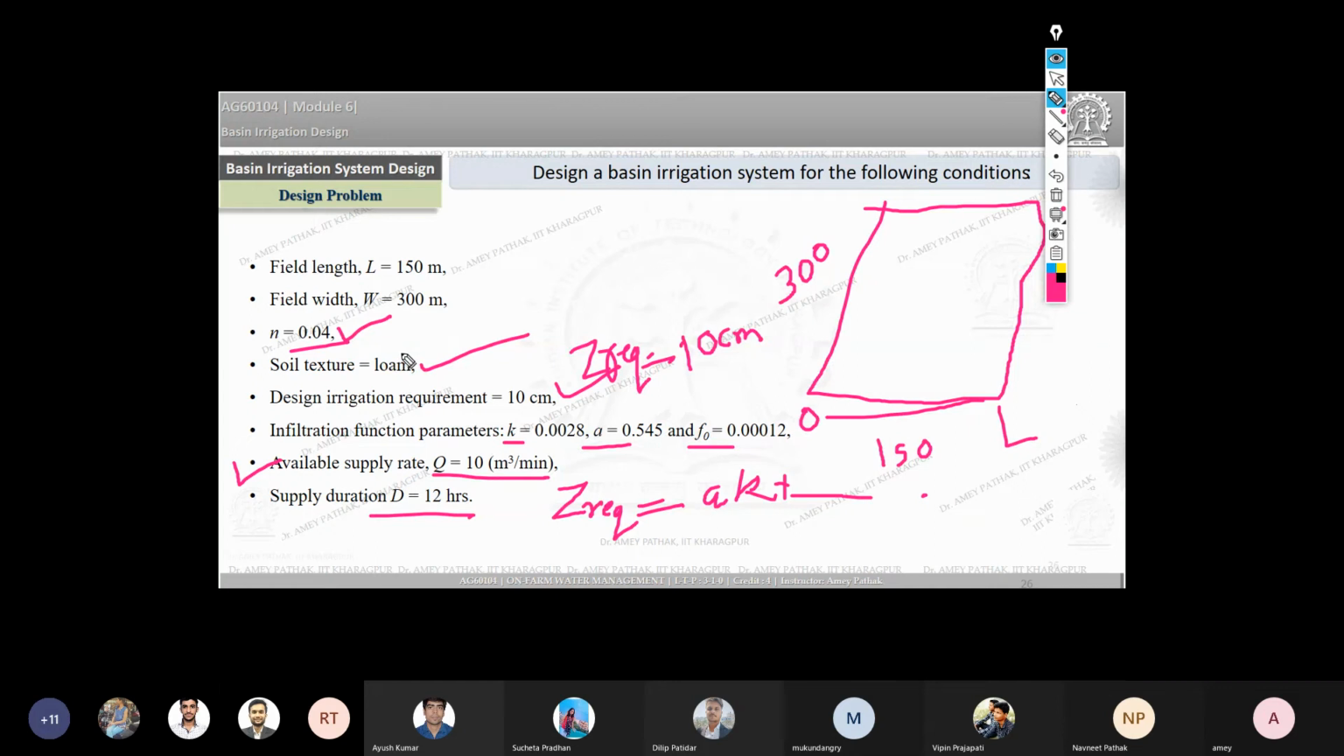Okay, so soil is loam. So our field is such that where the soil is loam, length of the field is 150 meter, field width is around 300 meter. Our soil conditions are such a way that n can be taken as 0.04. Design irrigation requirement means Z requirement for that particular crop that we are planning, which is around 10 centimeter. The infiltration parameters K, A and F naught are given. If it is not given, then we can calculate. Available supply rate Q naught, and this is the available resource which is available to us. Means we have the Q is equal to 10 meter cube per minute. Supply duration D is equal to 12 hours.